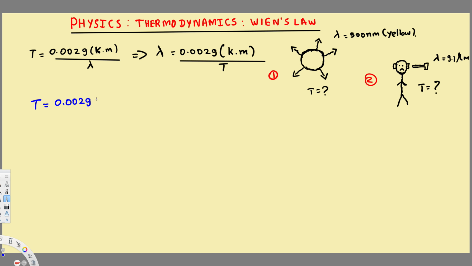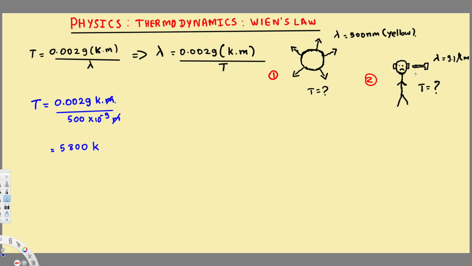0.0029 Kelvin meter divided by 500 nanometers. That's going to be 500 times 10 to the power of minus 9 meter, right? So here meter cancels, and we will get the final answer in Kelvin. And if you calculate that one, that will give you 5800 Kelvin. So that's going to be the answer, right? So this is how much surface temperature the sun has.